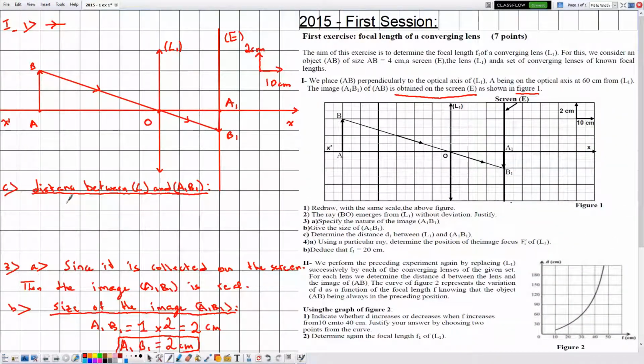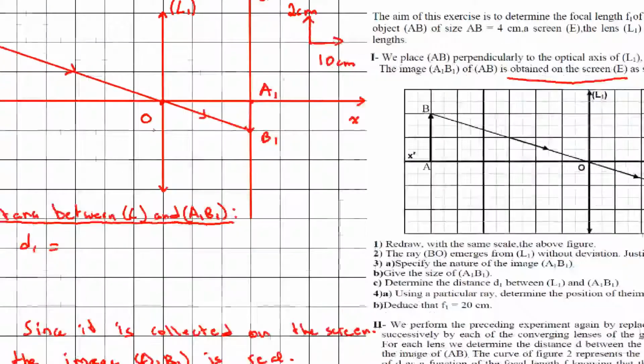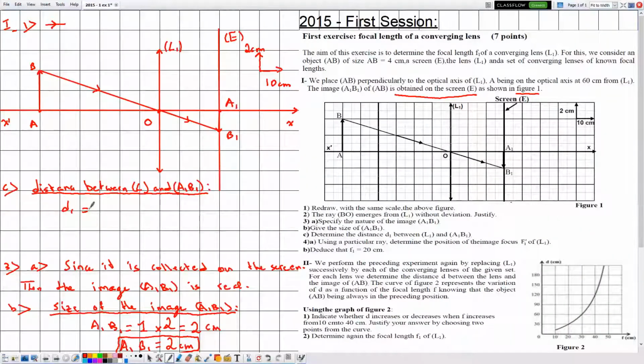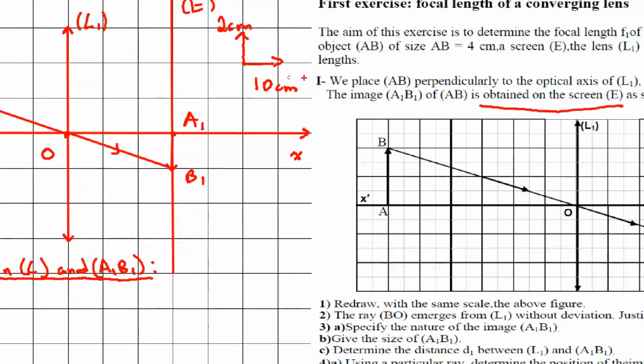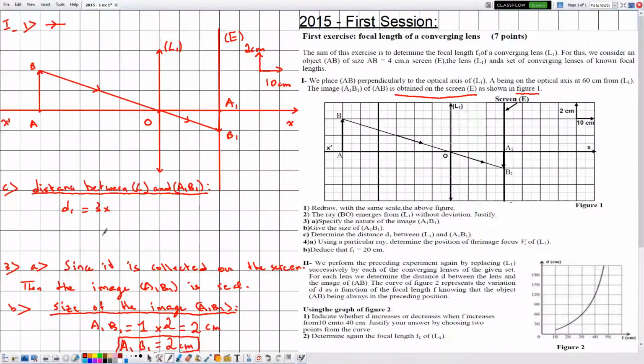We use the same notation, and it consists of 1, 2, 3 divisions, and we multiply by the scale along the x-axis, which I have counted the number of divisions, and this will give me 30. Since the scale is in centimeters, the value of D1 will be in centimeters. So D1 is equal to 30 centimeters. And let's write this value here, maybe we'll use it in the second part of this exercise.